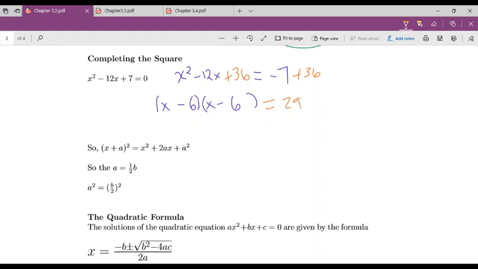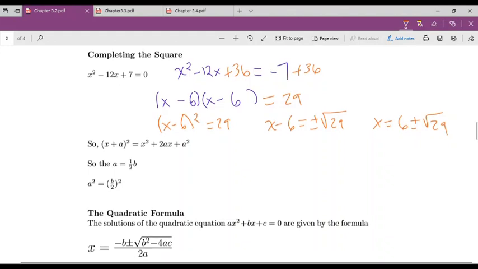And you're like, okay, what was the whole purpose of doing that? The whole purpose of doing that was to use your square root property. So that you write this as x minus 6 squared equals 29, so that you can say that x minus 6 equals plus or minus the square root of 29, which means x equals 6 plus or minus the square root of 29. And that is how completing the square works.